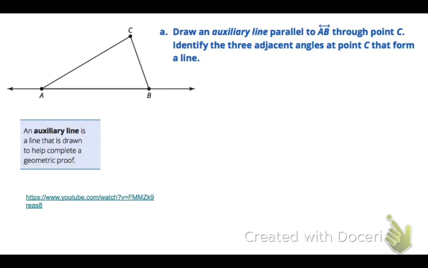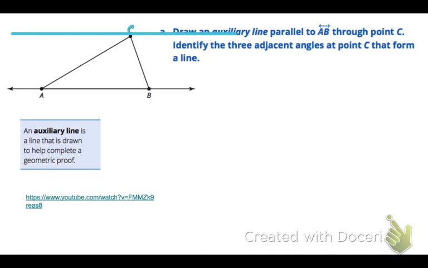So now we're going to consider this diagram here, and they're asking us to draw an auxiliary line. That's a line that you can draw anytime you are trying to complete a proof. Even if it's not there, you're allowed to draw this type of line just to try and get to your final proof. On this one, they're telling us to draw an auxiliary line parallel to AB through point C, and we're going to identify the 3 adjacent angles. Remember, adjacent means next to each other, so they want you to create a line that is parallel, and then identify the 3 adjacent angles that are next to C, from that point.